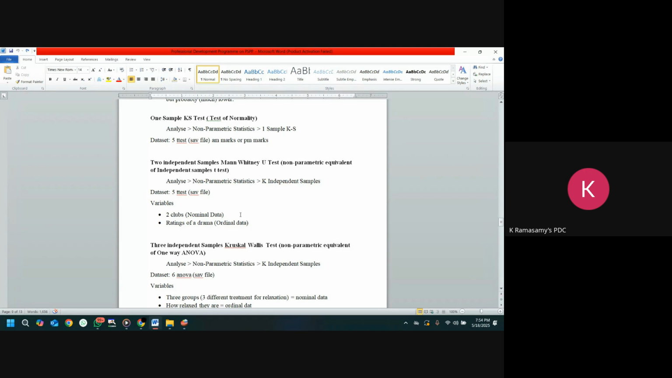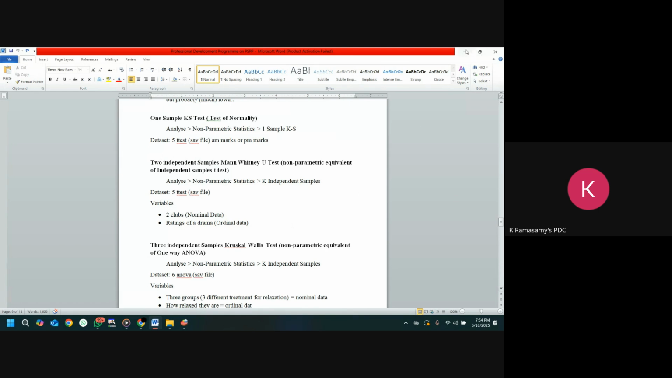Rating means ordinal data. So, on one side, nominal data, I got two groups, Ramasamy Club, Kandasamy Club. On another side, they are rating. They are not giving marks. They are giving a rating. What rating they are giving for the particular drama. This is ordinal data. So, when your dependent variable is not in numerical form, your data is ordinal in nature, you'll go for a non-parametric equivalent test. Okay, I'll just do that.